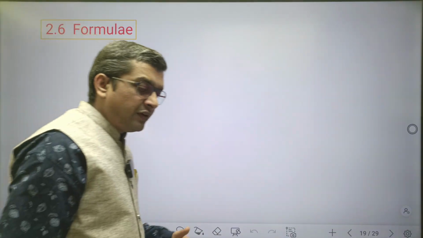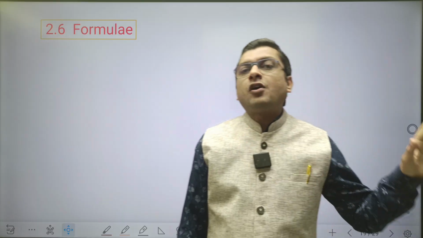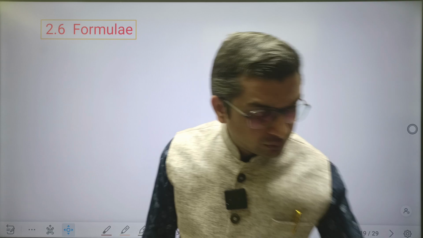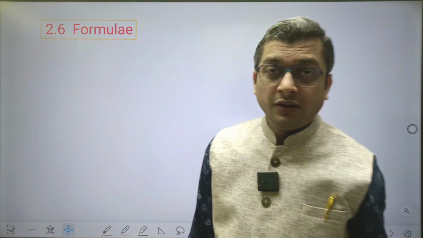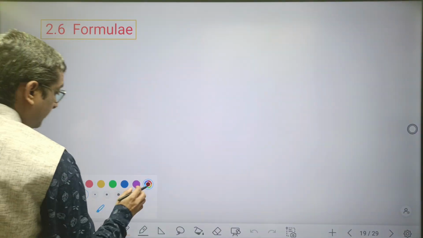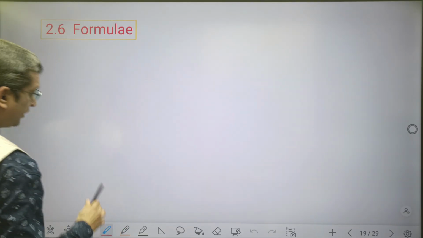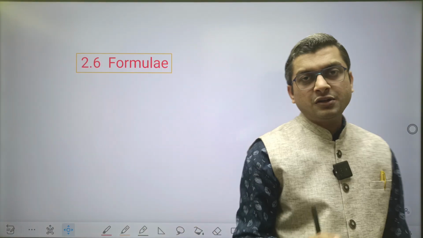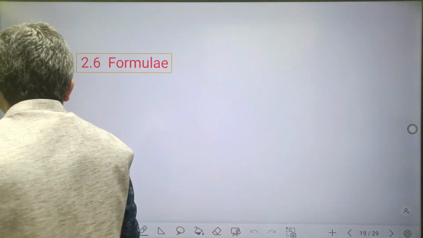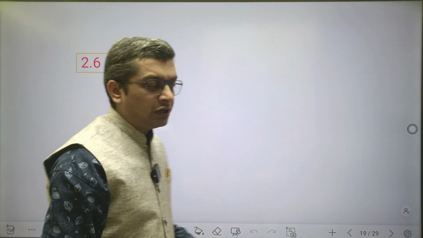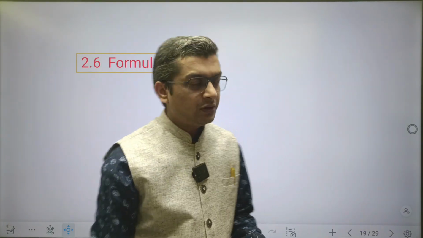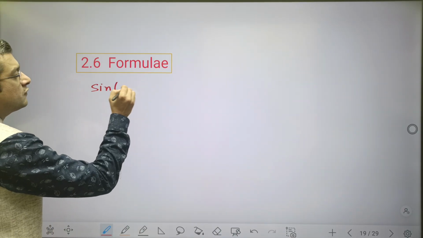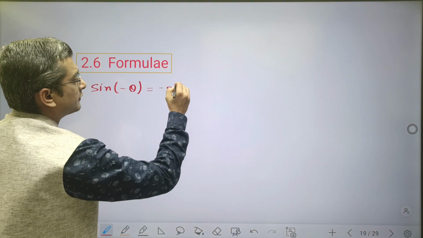Now dear students, here we have some formulae. There are many formulae in trigonometry, but we have to keep in mind only those formulae which are useful in physics. So, I am writing the formulae. Whatever formula we are writing, you must keep in mind. You come across these formulae in the chapters oscillation, waves, and in 12th electromagnetic waves, alternating current. So the first formula is sine of minus theta is minus sine theta.